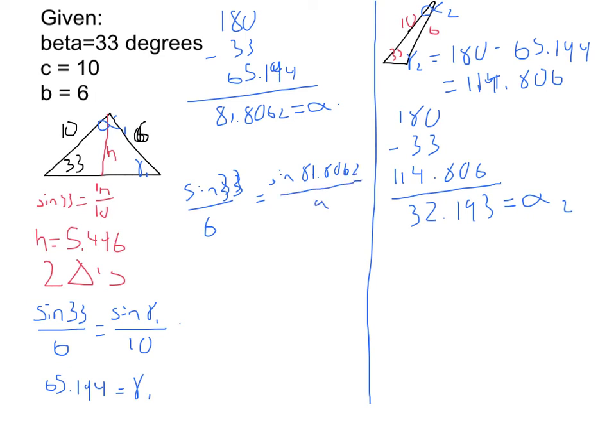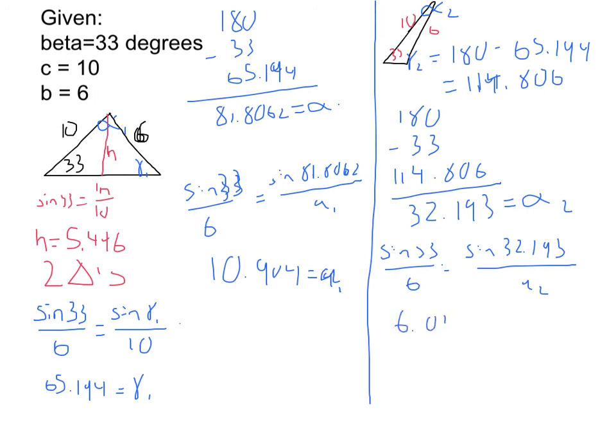over A. And then over here, that would be sine of 33 over 6 equals sine 32.193 over A. This would be A2 and this one would be A1. When we work that out using our law of sines skills, we get 10.904 for A1 and 6.031 for A2.